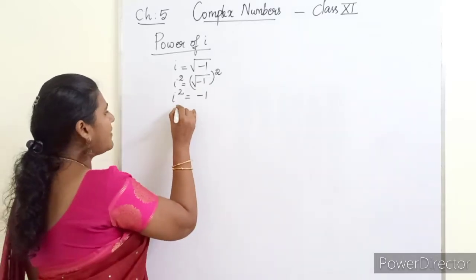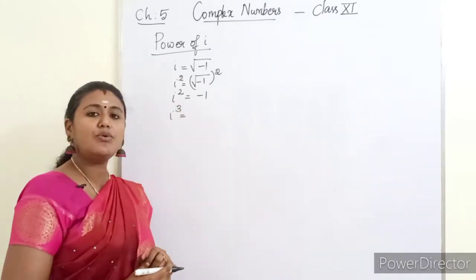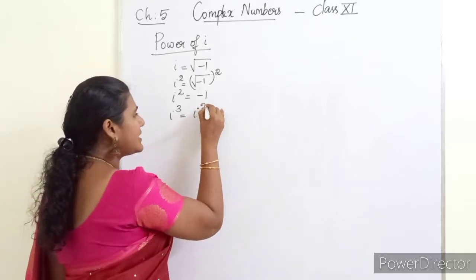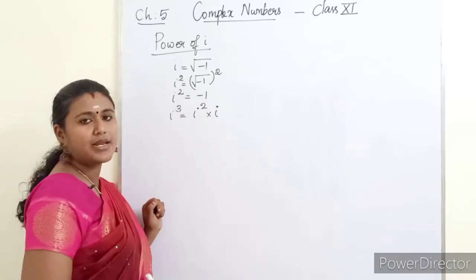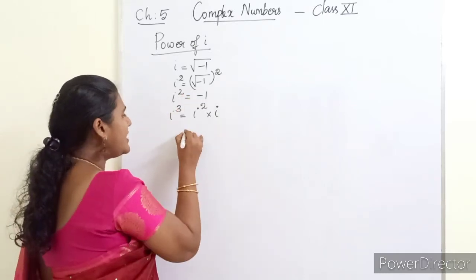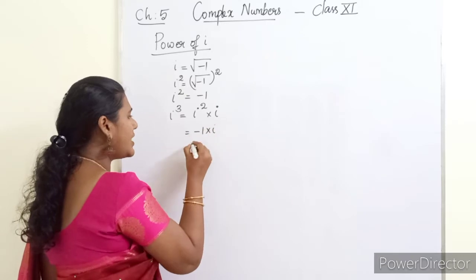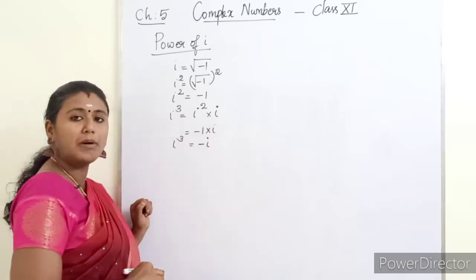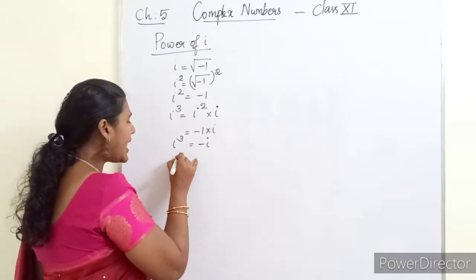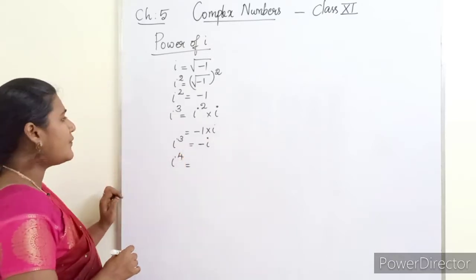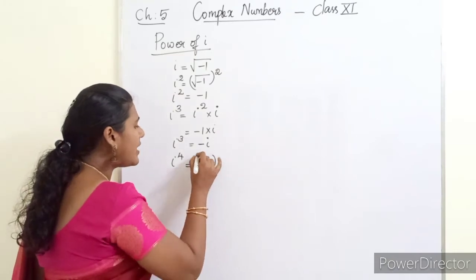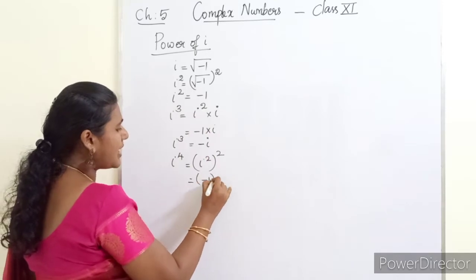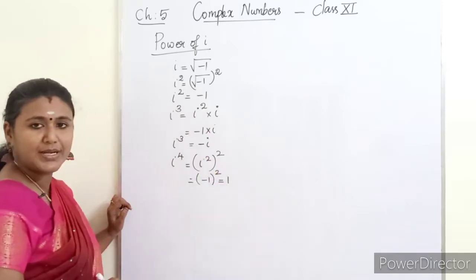So i power 3, how to find the cube of i? This i power 3 we can write as i square into i. The i square value is minus 1, so minus 1 into i, that is minus i. So i cube is equal to minus i. Now what about i power 4? I power 4 we can write as i square the whole square. What is the i square value? Minus 1. So minus 1 the whole square equals plus 1.